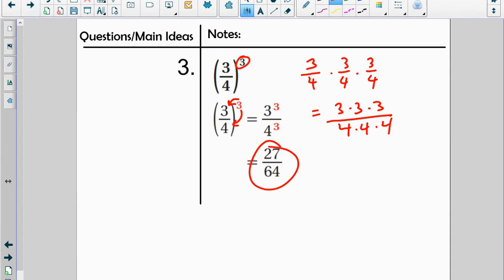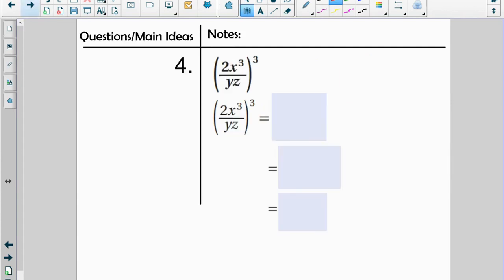Applying the property just basically is a shortcut. It's a faster way to get to 27/64. Now here's one where applying the property means we have to be very careful.